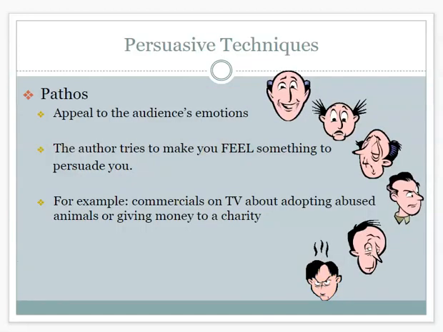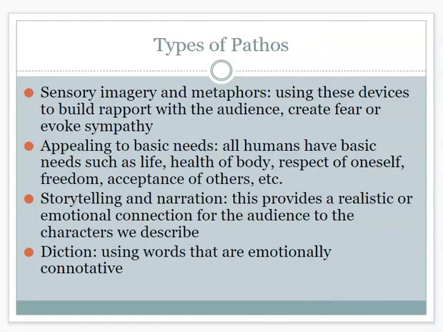I'm going to go quickly. Pathos is the third one, and this is the appeal to emotion, where the author tries to make you feel something. The commercials on TV about adopting abused animals or giving money to a charity would qualify. Sensory imagery and metaphors are all references to emotion. Storytelling and narration, and words that have emotional connotations, would all be referencing pathos.